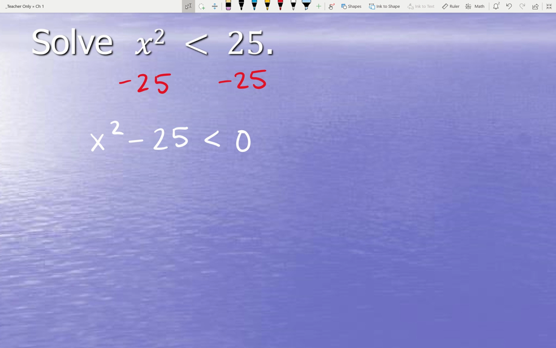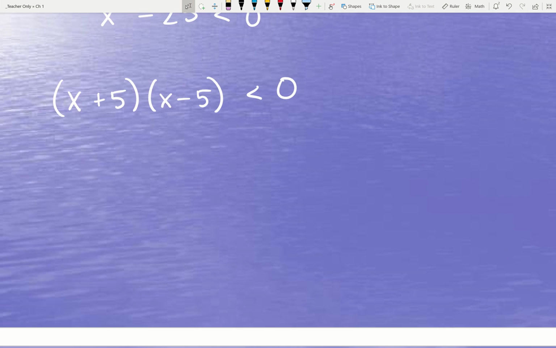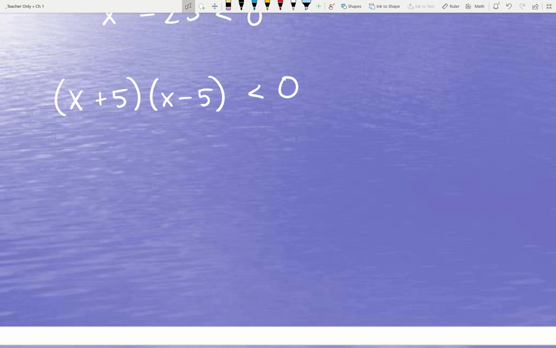And now we have this polynomial x squared minus 25. It's at this point that we want to factor this. And you may recognize this as a difference of two squares. So this would factor into x plus 5 times x minus 5, and that's less than 0. Okay? So the way that you want to continue is you want to make what's called a sign diagram.